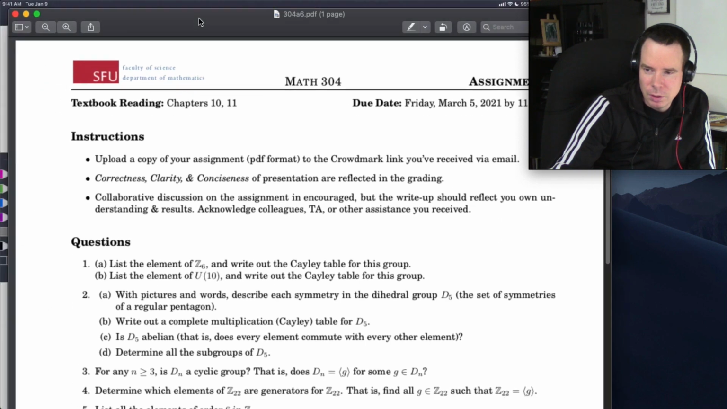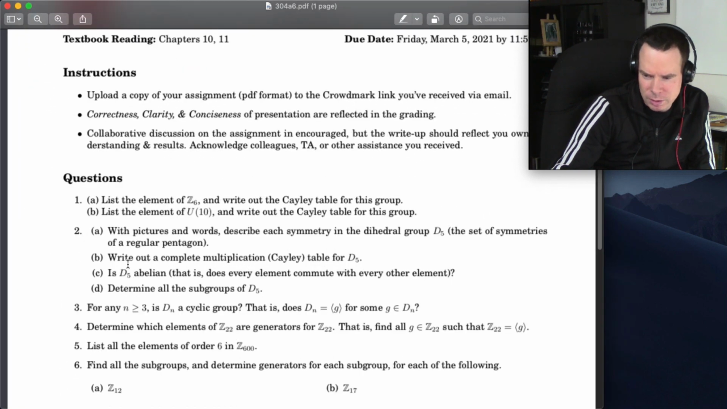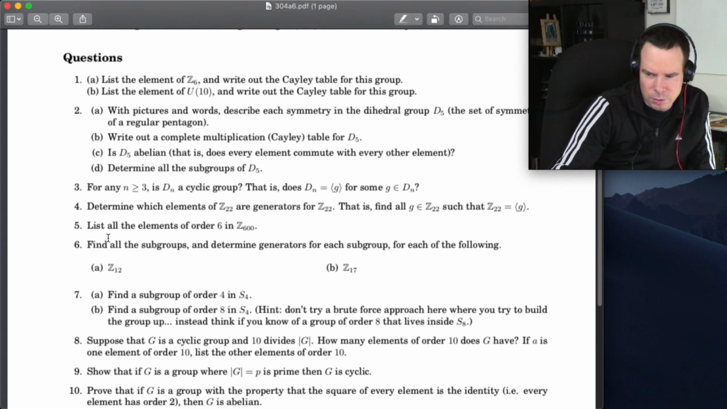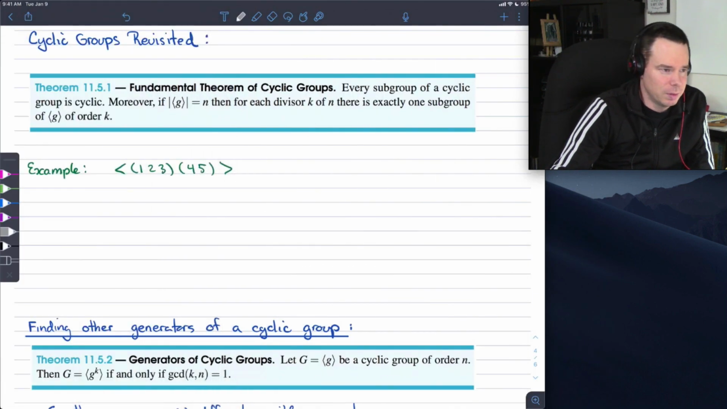homework assignment. So for example, on our homework assignment we've got a question such as question 4, determine which elements in Z22 are generators for Z22. Also list the elements of order 6 in Z600. Question 6, find the subgroups and determine generators for the subgroups for Z12 and Z17. So these three questions are all going to be related to this last example which we didn't get to. So it's worth going through this example, and I didn't want to have to wait till Friday to do it. So let's get to it.